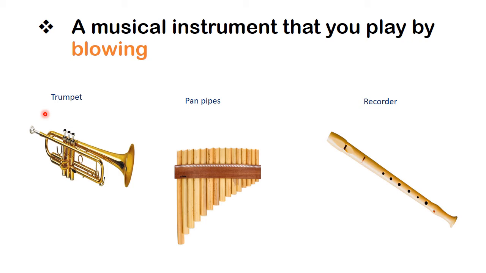We can make it by blowing down or blowing across the top of the hollow pipes. That means these pipes are hollow. So when you are blowing across the top of the hollow pipes, you can make music. Okay, so this instrument we can call a woodwind instrument. This we can play by blowing down. So these instruments we can call together woodwind instruments.